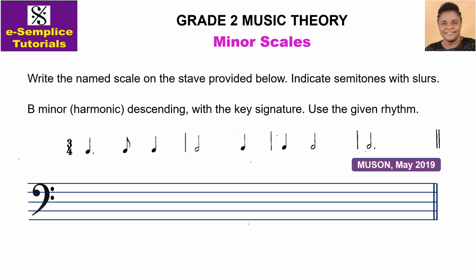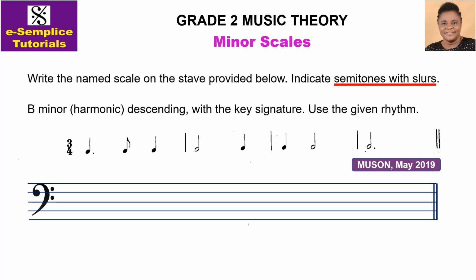Now the next question is from Muson exam May 2019, and it says write the named scale on the stave provided below and indicate semitones with slurs. That is, it should be a B minor harmonic descending scale with key signature, and then you are given a reading to use. So let's highlight the requirements.